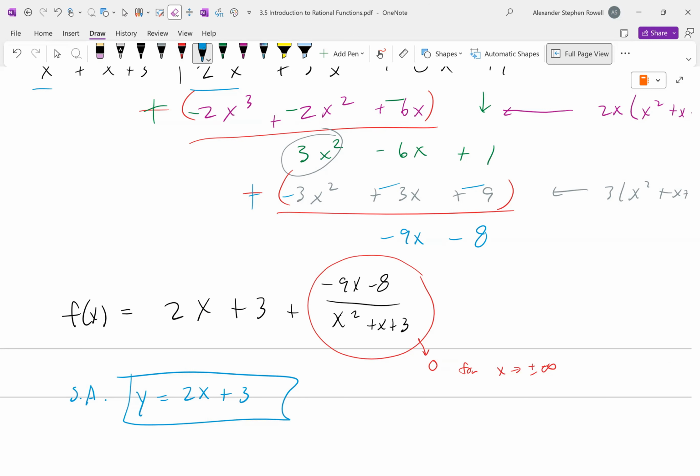Sorry, why is this term going to 0? Because the degree of the denominator is larger. So when I square a trillion, it's going to be a trillion times larger than negative 9 times x, basically. So when the degree of the denominator is larger, for large values of x, it's going to go to 0. So our equation will approach this slant asymptote.